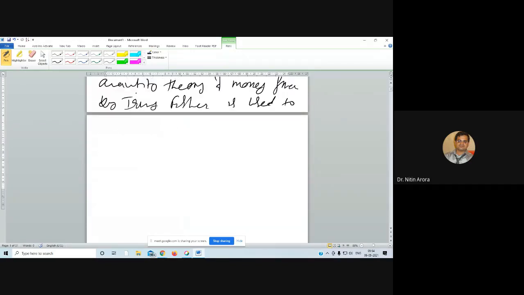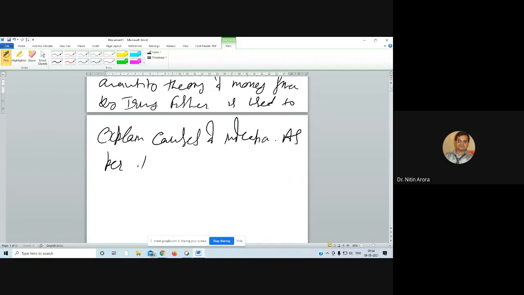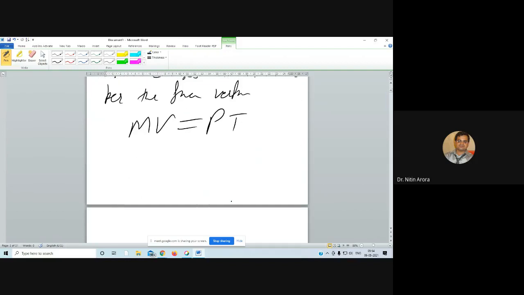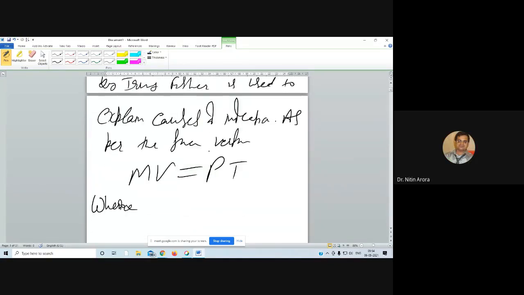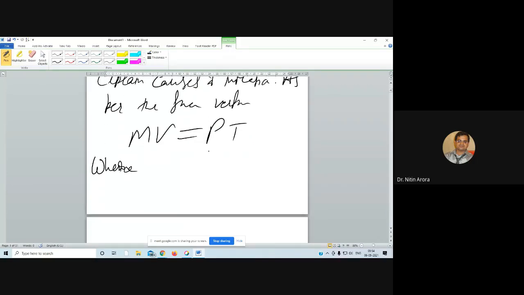is used to explain the causes of inflation as per the given version. MV is identically equal to PT.